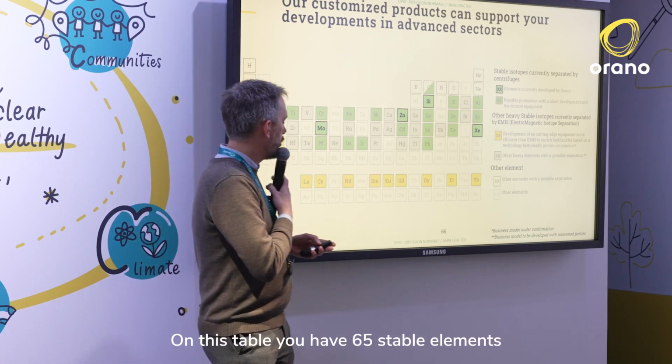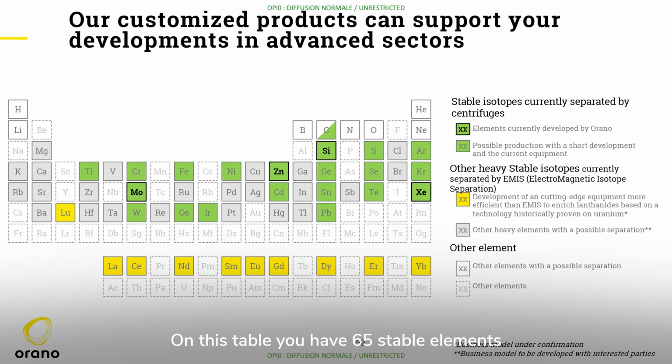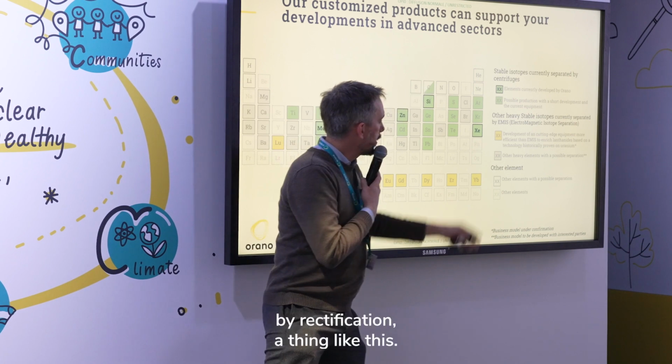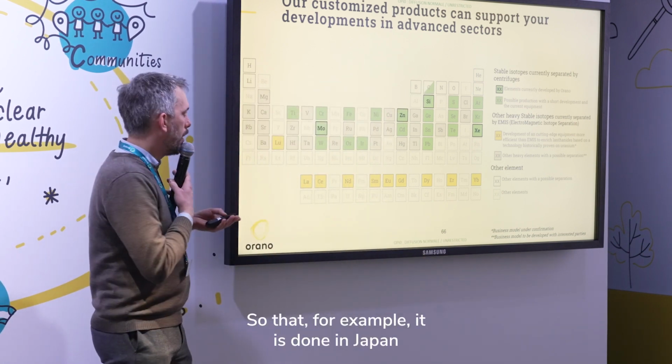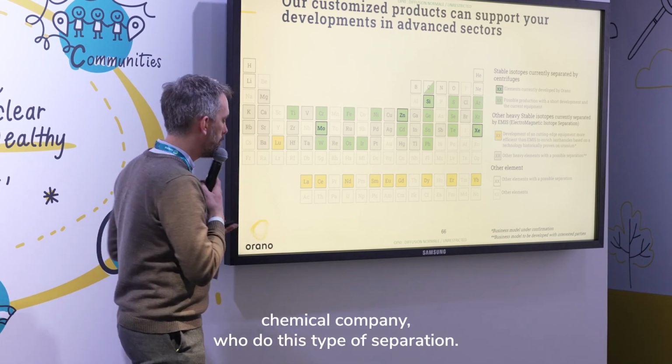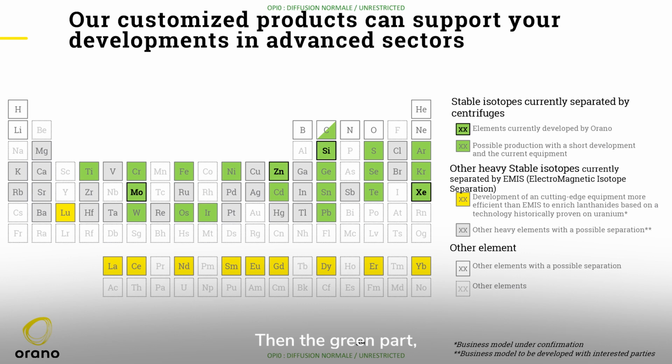So that's our catalog. On this table, you have 65 stable elements you can separate. Among all these elements, around 20 you can separate with the current technology we use for uranium, so centrifuge. Today, the light elements are done by rectification, a thing like this. In Japan, for example, a large chemical company like Toyo does this type of separation. After, the green part is those you can do with centrifuge. For the moment, the production market is about two thirds in Russia and one third in Europe.